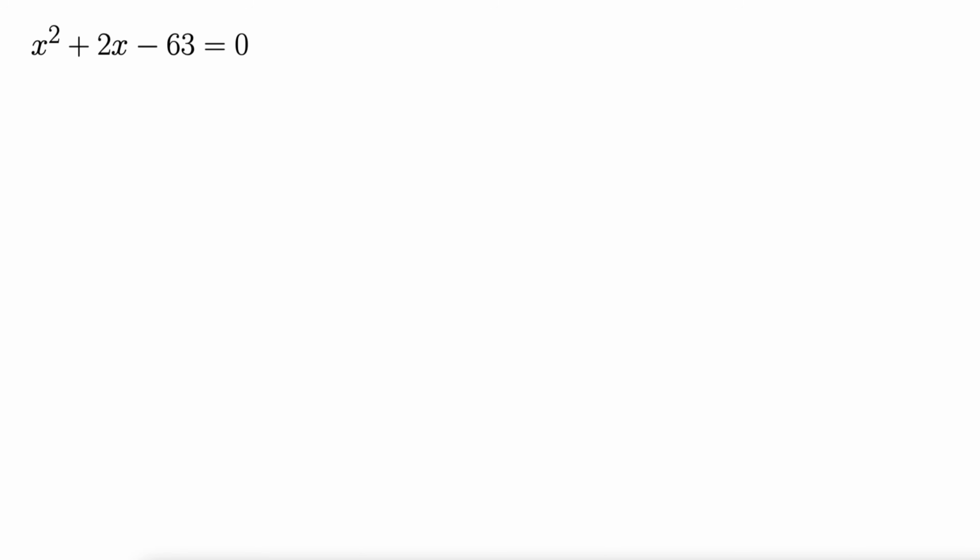We want to solve this quadratic equation by factoring. Remember, any equation of the form ax squared plus bx plus c equals 0 is a quadratic equation, not to be confused with the quadratic formula, which is used to solve quadratic equations. We solve this by factoring, so let's go ahead and factor this thing.